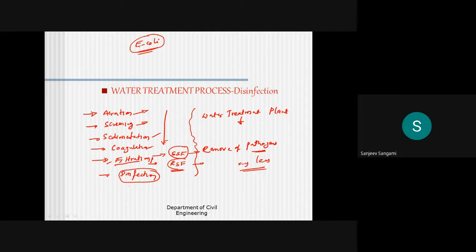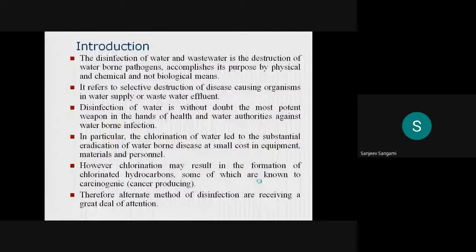So then, what is disinfection? Disinfection is killing the pathogenic organisms. Then we will go ahead with that disinfection unit. The disinfection of water and wastewater is the destruction of waterborne pathogens.